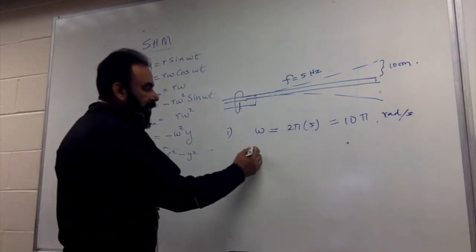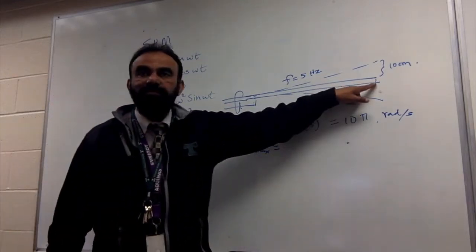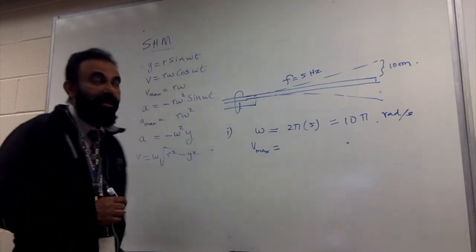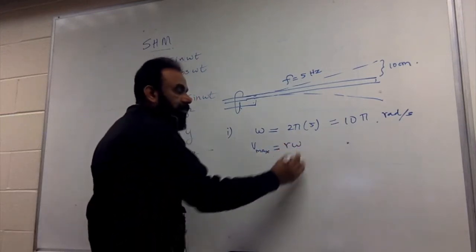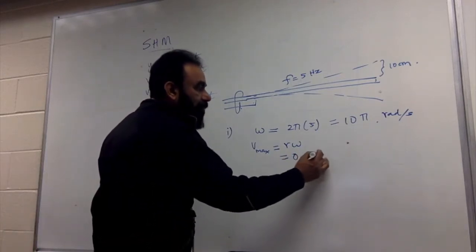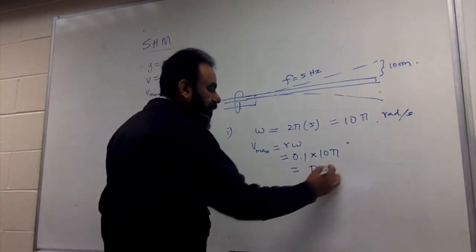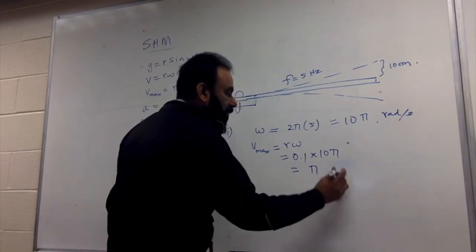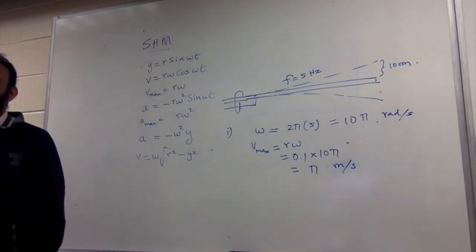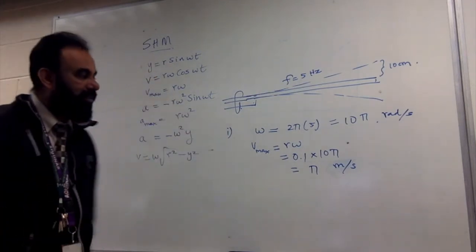Next question is, what's the maximum speed? How fast is it going when it is here? When the meter stick is moving, how fast is it moving when it is zipping past the mean position? What's the formula? R omega. 0.1. So, yeah, change your amplitude to meters. 0.1 times 10 pi, which is how much? Pi. Meters per second. So it's basically 3.1, all that meters per second. That's how fast it's going. We don't realize it. It's going really fast when it's hitting the mean position.